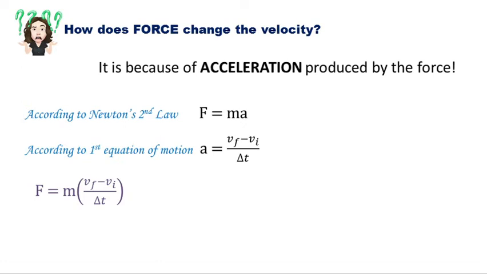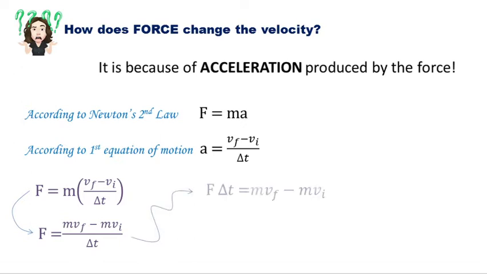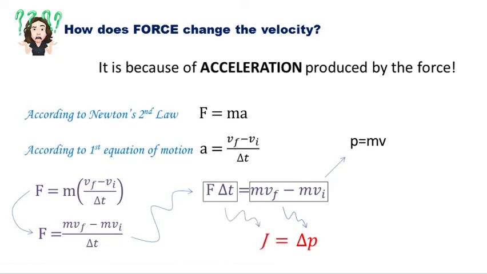And multiplying m to both velocities, we get m vf minus m vi all over delta t. When we multiply time into force, we get F times delta t is equal to m vf minus m vi. Mass times velocity is the formula of momentum, which is p is equal to mv. So this means it is a change in momentum, and force times delta t is the formula for impulse.